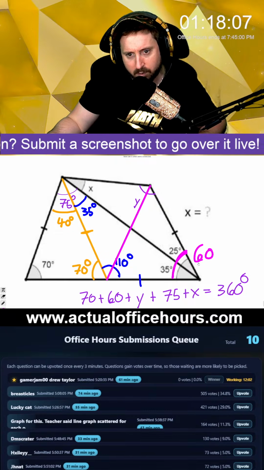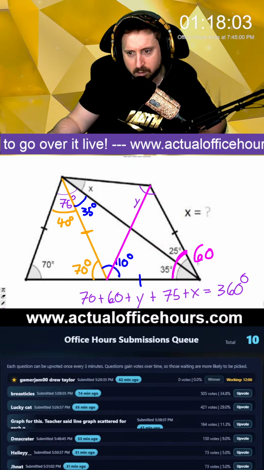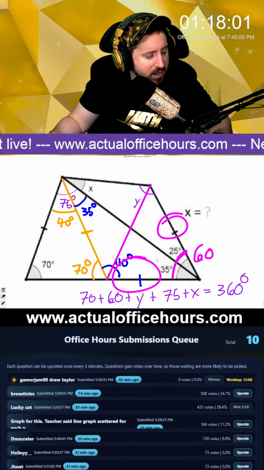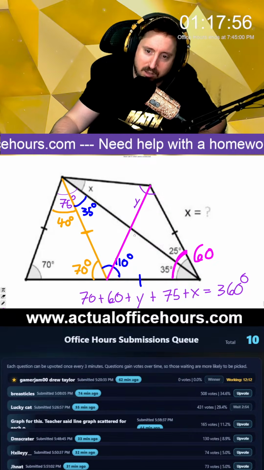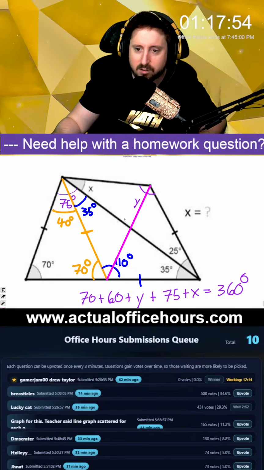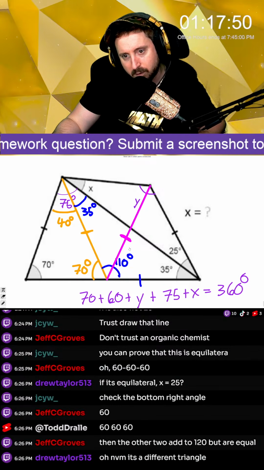Okay. Where's the other 60? The other two sides of this triangle have to be equal, so the other two angles are the same. Yes. Okay, so this has to be 60. This has to be 60. So then this must be equilateral. Oh, bingo, bango. Okay, cool.